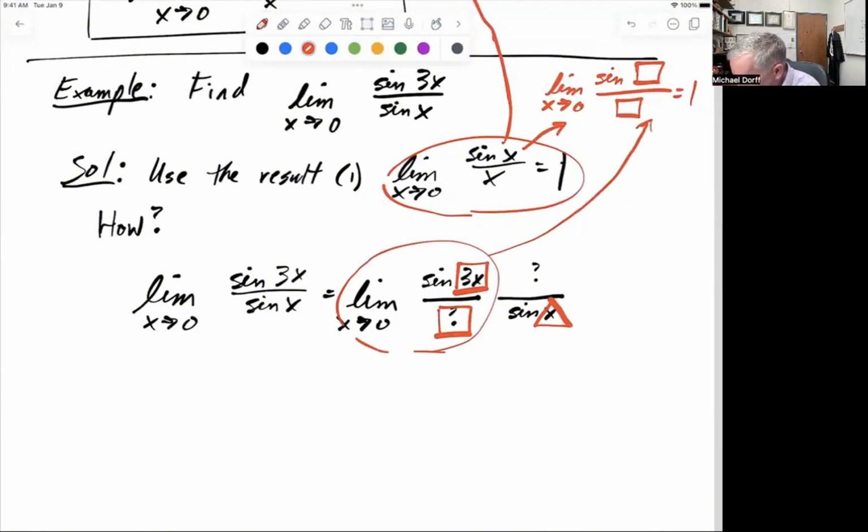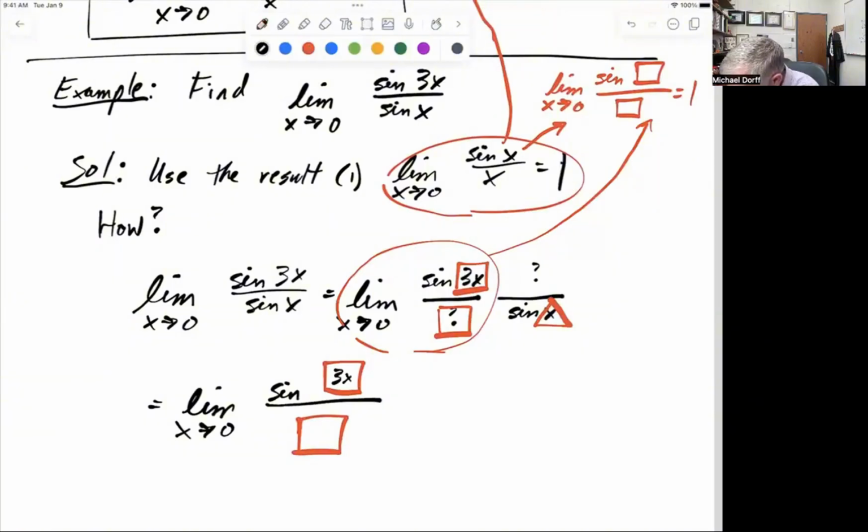So I want to have whatever I have in the red box in the top, I want to put that in the bottom. So in other words, I want to have the limit as x goes to 0 of sine of my red box over my red box, and inside that red box, because on the top I have a 3x, I want to have a 3x here.